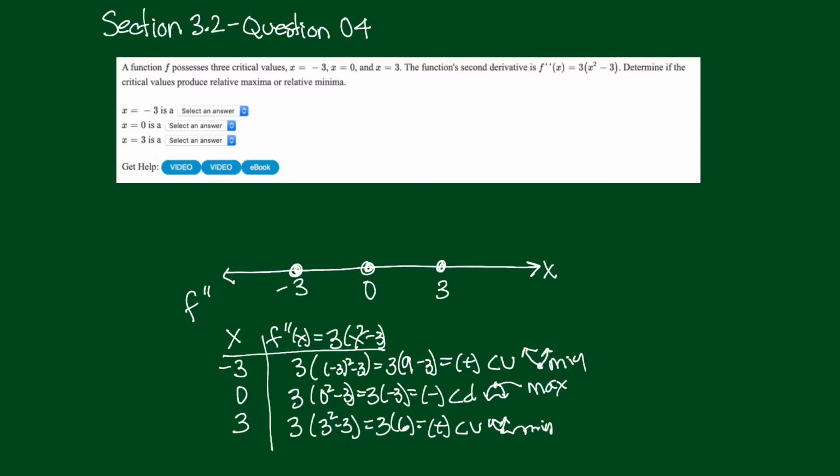So if I come back to answer my questions up here, select an answer, it says. So I'm going to select minimum, or actually, what should we say? Probably says relative minimum. So let's undo that. I'll say relative minimum, a relative maximum, and a relative minimum.